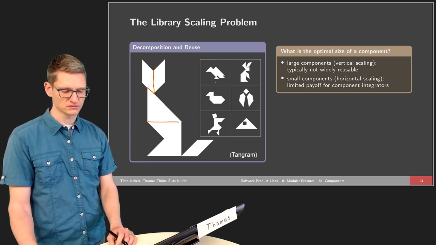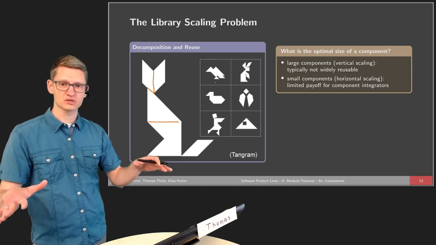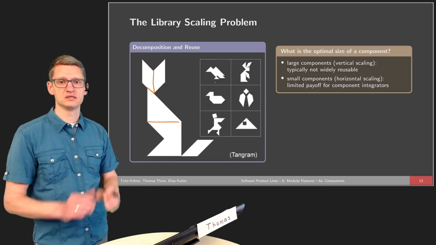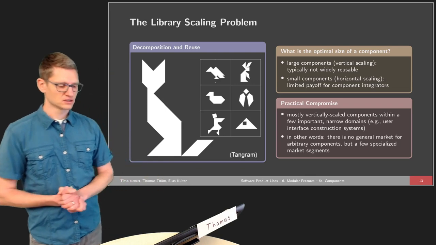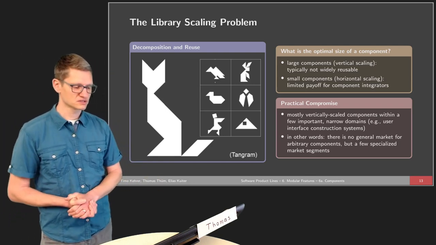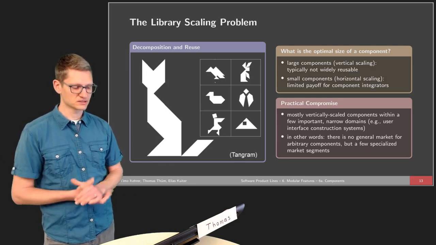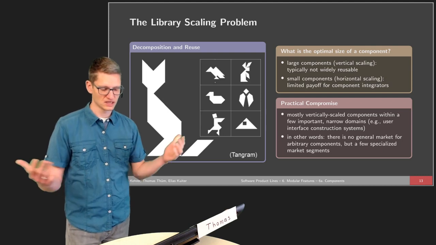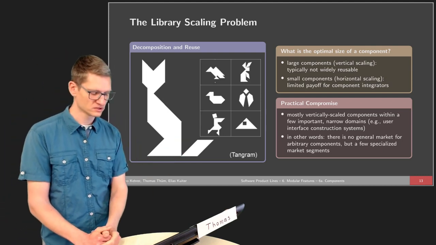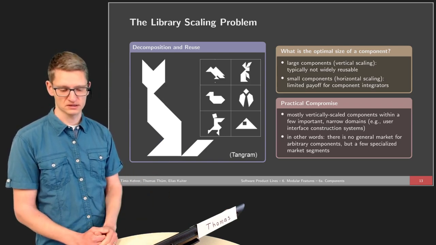This is what is known as the library scaling problem. It's not only about the size of components, but also how to decompose our large system into smaller parts such that these smaller parts can be reused in other parts. So there's typically a practical compromise. We have mostly vertically scaled components, so we often have large components, and those can be used only in certain situations. In other words, there's no general market for arbitrary components, but components are typically provided to a very specialized market segment.